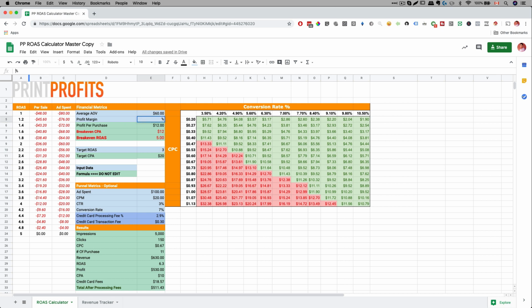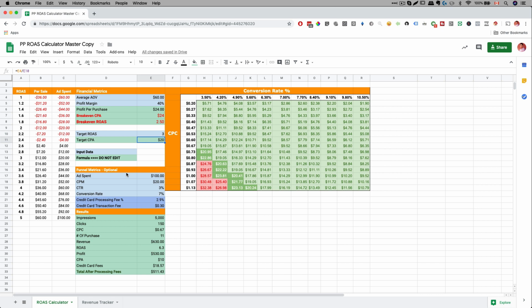Now, if our profit margin was 40%, our numbers will change significantly. Now our profit per purchase is $24. Break even is also $24. Break-even ROAS is 2.5. This section is reflected in this section over here per sale. So at 1 ROAS, we're losing money, all the way to 2.4. After 2.5, we'll be in profit, and that is where we want to aim for. But let's say our target ROAS is 3. That means our target CPA will be $20 that we have to aim for.